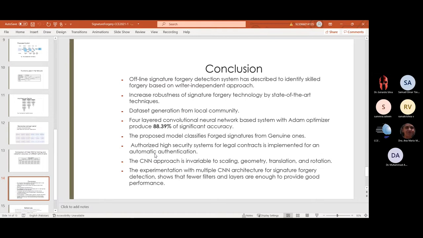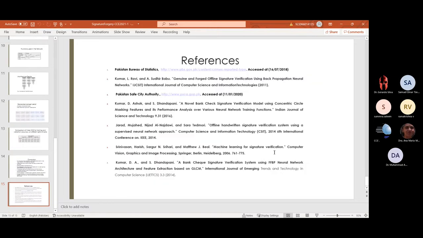The CNN approach is invariant to scaling, geometry, translation, and rotation. The experimentation with multiple CNN architectures for forgery detection shows that fewer filters and layers are enough to provide good performance. The future work of our proposed methodology is to acquire more data and perform more experimentation with the data, to increase the training accuracy and the validation accuracy. These are the references that we used in the proposed work. Thank you very much.